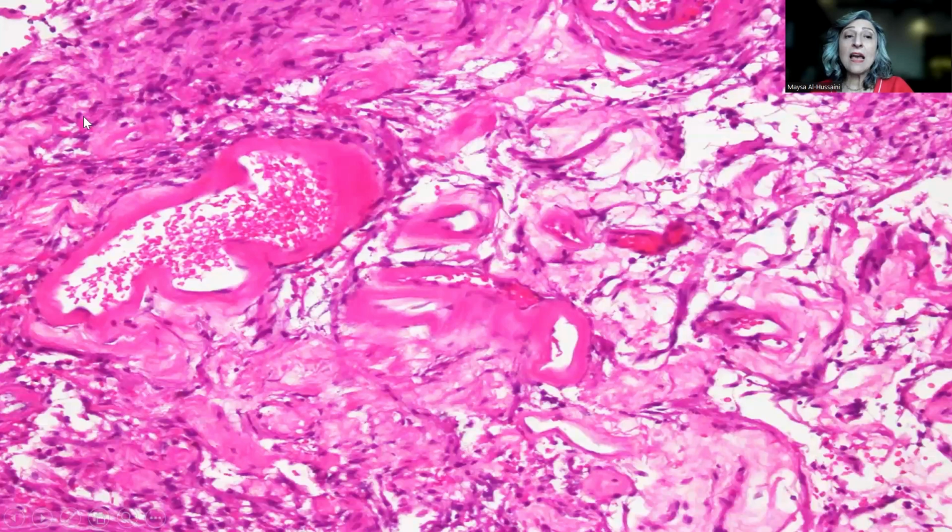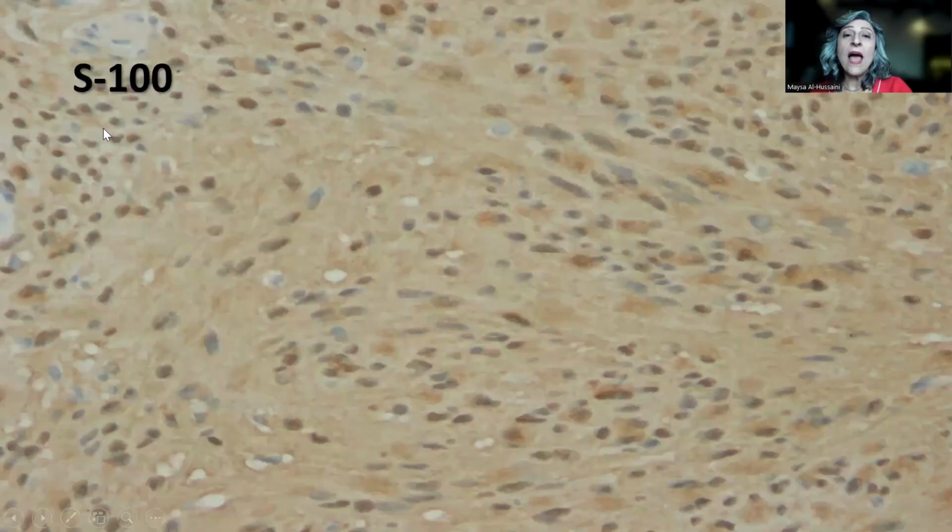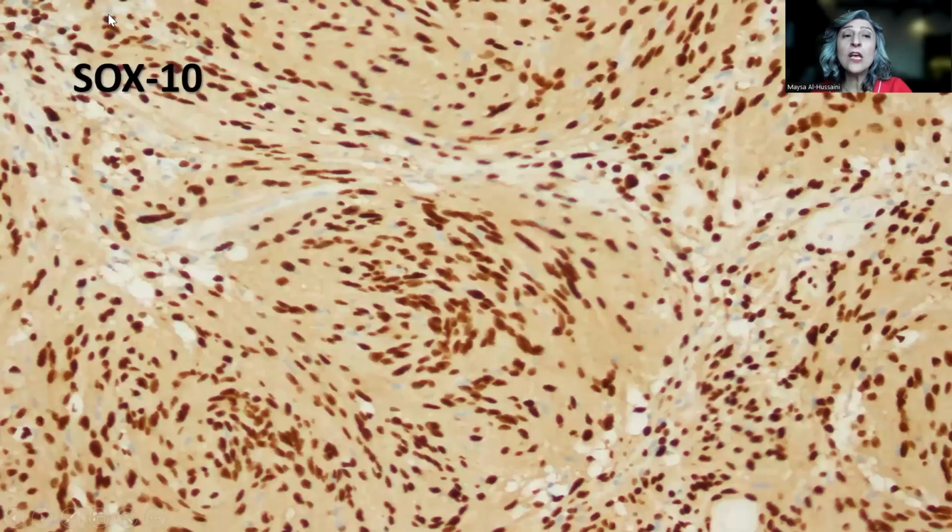And this is again an important clue to the long-standing process, hyalinization of the vessels, sometimes seen in the cellular areas, but quite often these are seen in the less cellular areas or in the Antoni B areas or zones. And S100 immunohistochemistry showed this beautiful nuclear and cytoplasmic positivity in the vast majority of the tumor cells in the presence of a negative internal control.